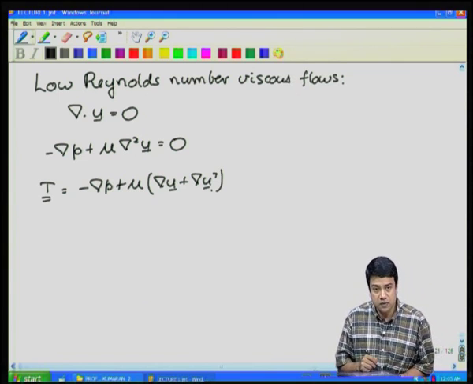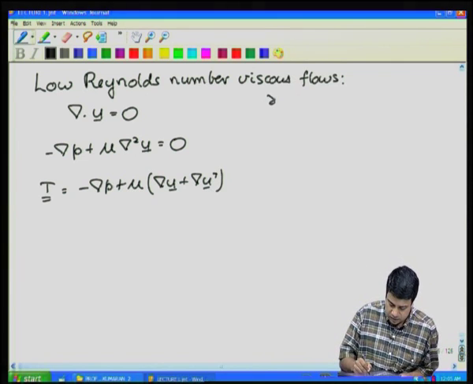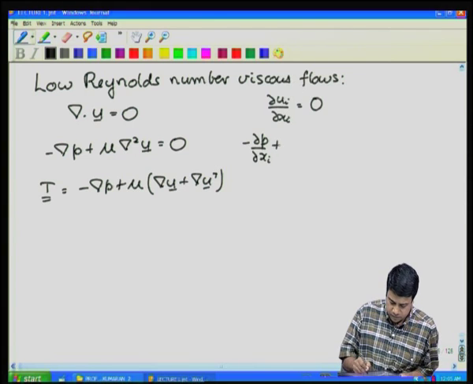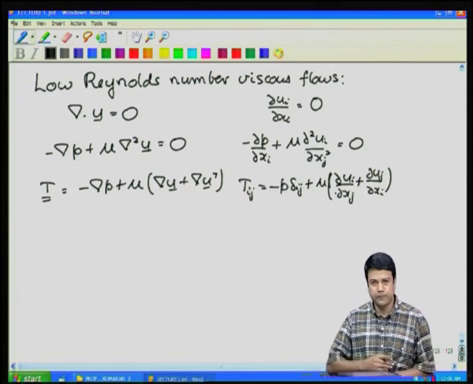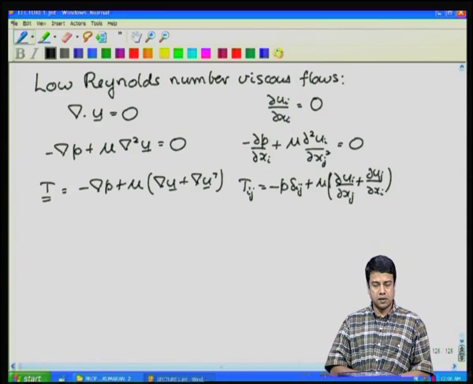Okay. It is more convenient to write it in indicial notation. It is equal to 0, and T_ij. So, these are the conservation equations.